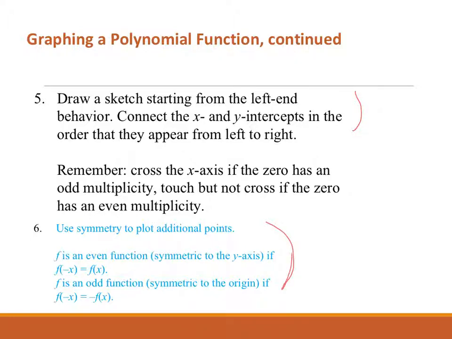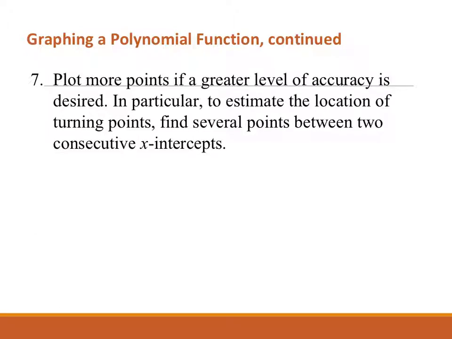Remember, you can always use symmetry in certain conditions, especially with even and odd functions. That doesn't always happen, but if you have that, you always want to use that capability. And finally, you can always plot more points to get a greater level of accuracy. In particular, to estimate the location of turning points, you'll have to do that, finding several points between two consecutive x-intercepts, essentially. Well, now we're going to do some more examples.